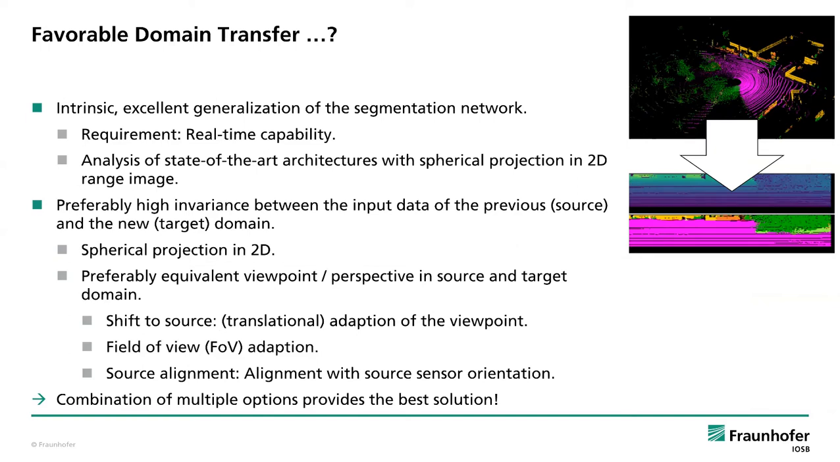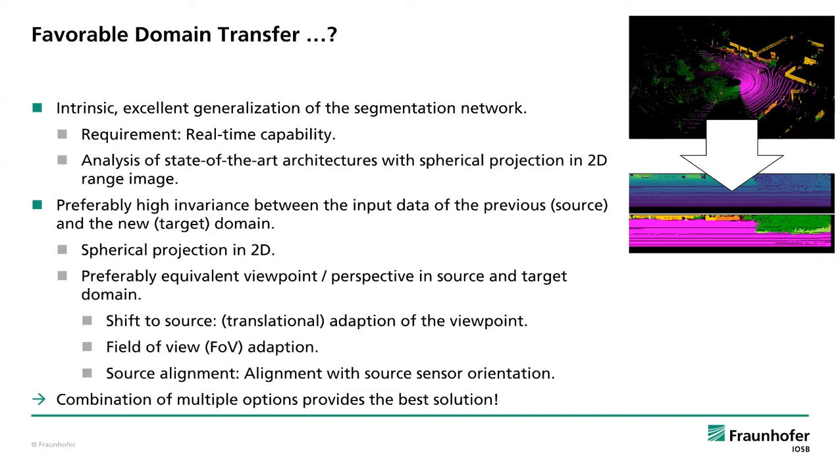And so looking for the current state of the art architectures, those at the moment who can achieve the real time capability are the ones using spherical projections as 2D range images, as you can see on the right side here. So we just take our 3D data and map it onto a 2D range image. And what helps for the domain transfer is if we have a high invariance between our two domains. So if the data from the source and from the target domain are, well, let's say, as similar as possible.